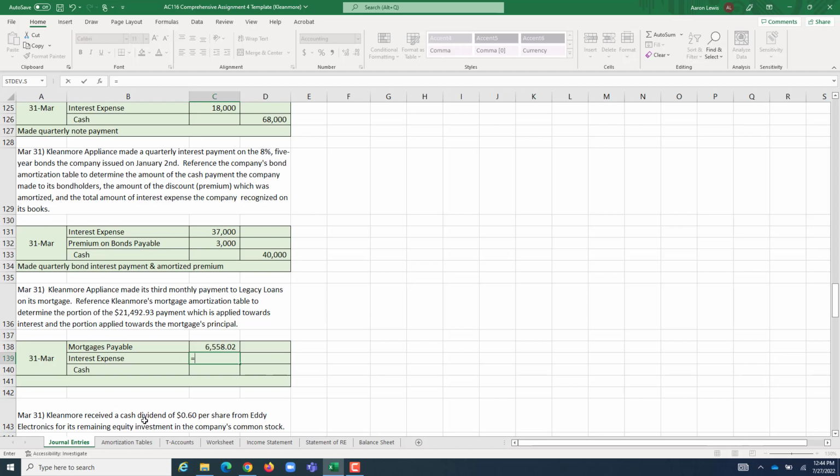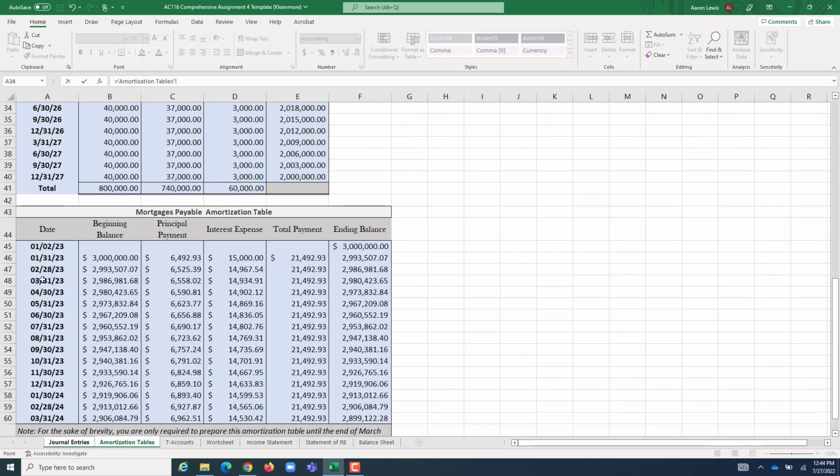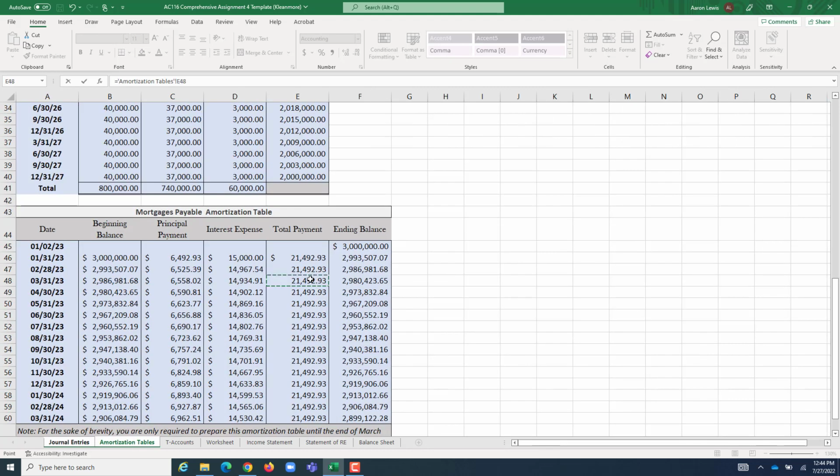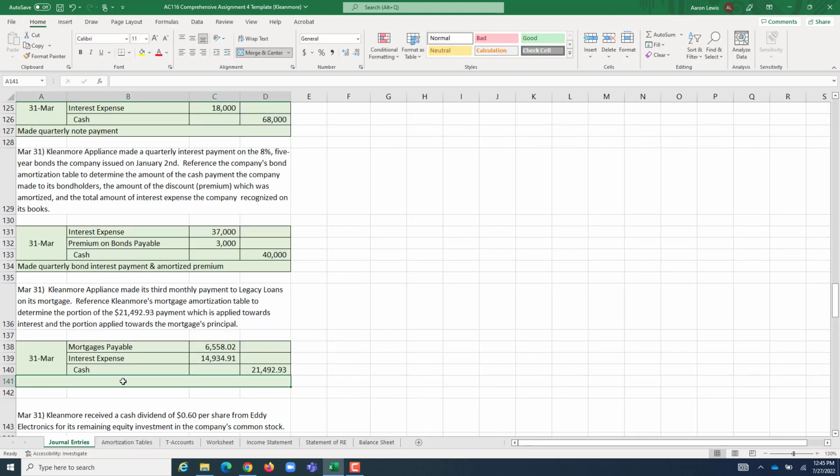We hit equals for interest expense. We go back to our amortization table for that March 31st payment. The amount of interest that we are going to have to recognize, because the bank's taking it, is $14,934.91. And the total amount of our cash payments, since this is a fixed payment, is consistent with what it always is, $21,492.93. And here we made our March mortgage payment.